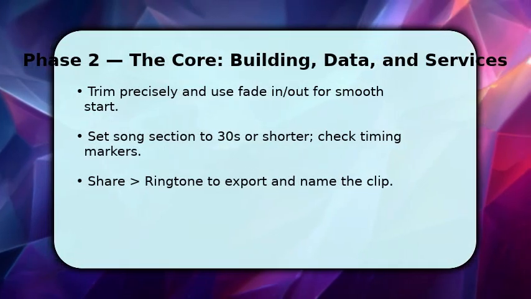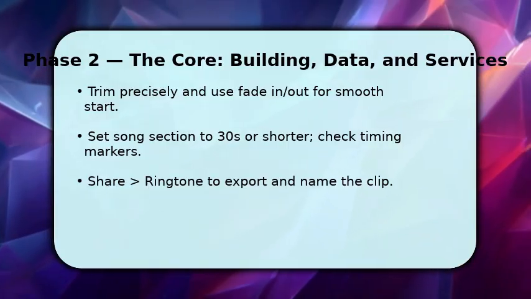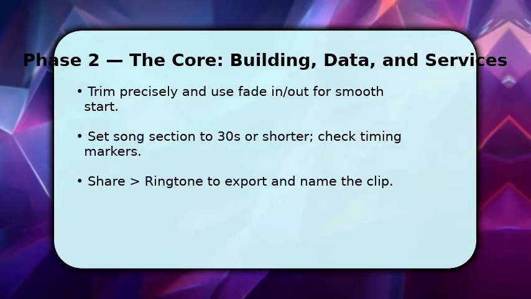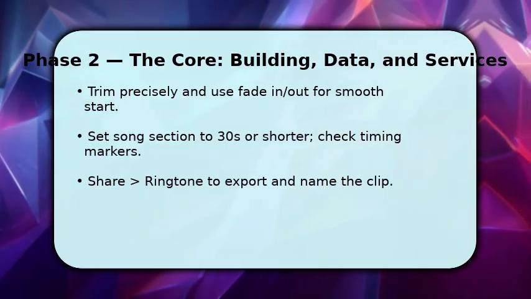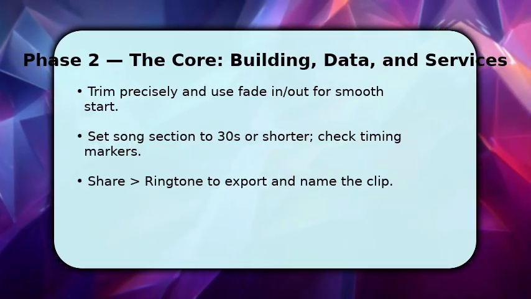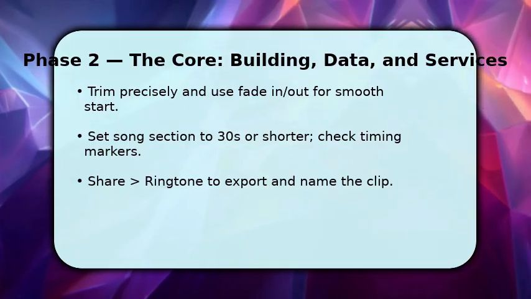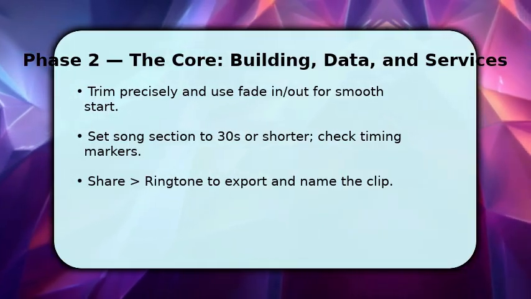Now you edit. Tap the track to zoom, drag trim handles and nudge with the timeline so the hook hits at the start. This makes identification instant when it rings. Add a small fade out or fade in so the cut sounds natural, and check the section setting to ensure the project is 30 seconds or less. Otherwise, iOS will reject it.